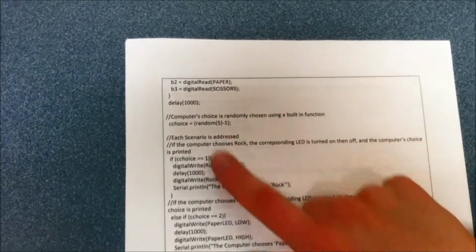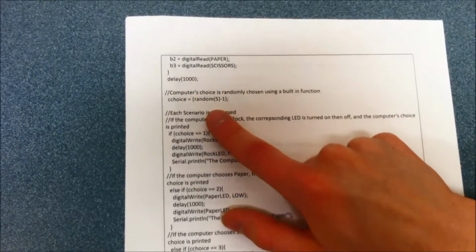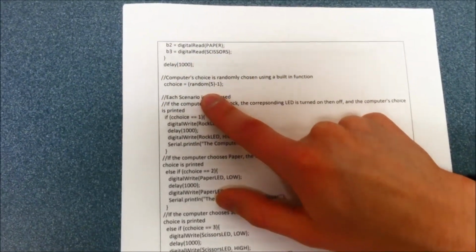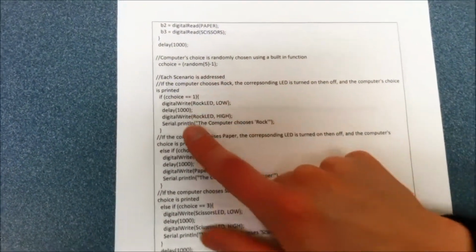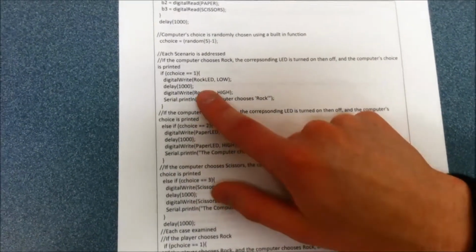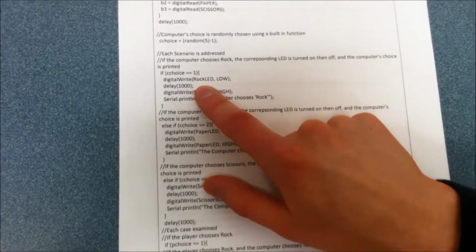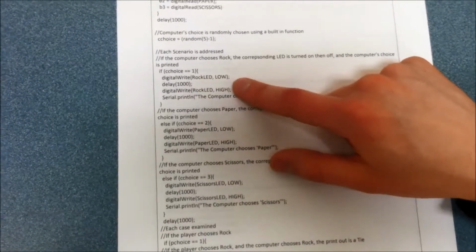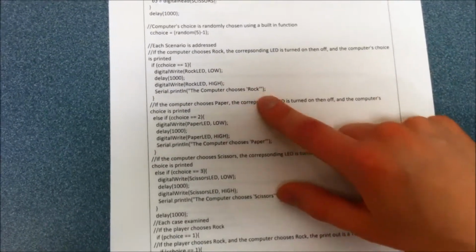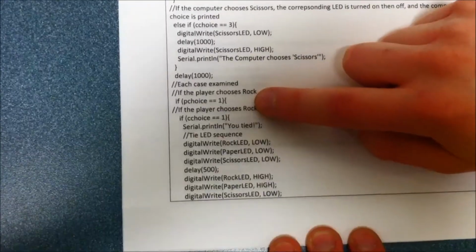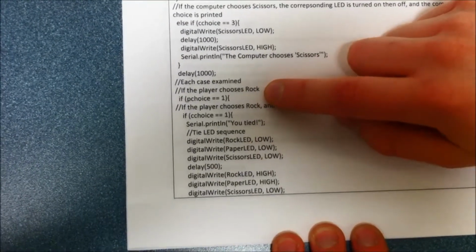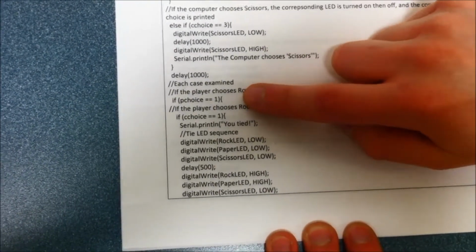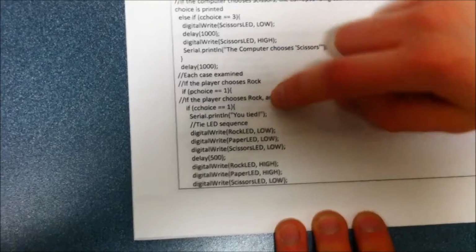and delay. Then we use a random number generator to determine the computer's choice. Then for each rock, paper, and scissors, we light up the LED corresponding to the computer's choice and print the choice as well. Next, we determine who wins the game by using a series of if and nested if statements.